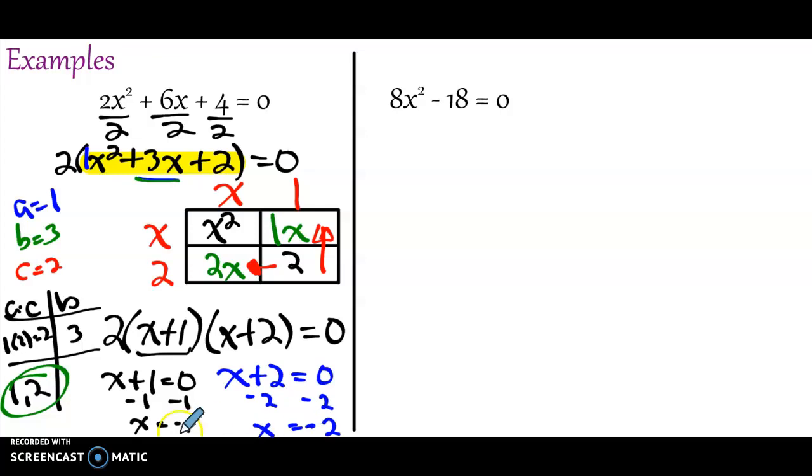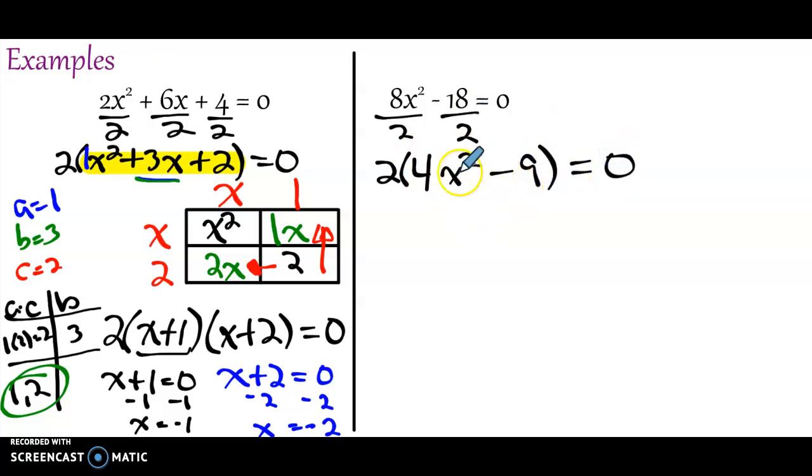Solving the next one. In the second case we have here, we only have two terms. It's already set equal to 0. So now what we're going to do is see, is there a GCF? The GCF is 2. So we're going to divide both of them by 2 to get the first term, and write 8x squared divided by 2 is 4x squared. 18 divided by 2 is 9. Set it equal to 0. Kind of looks like one of the choices we have.